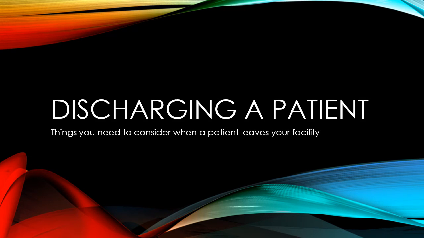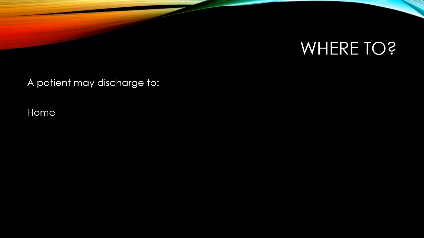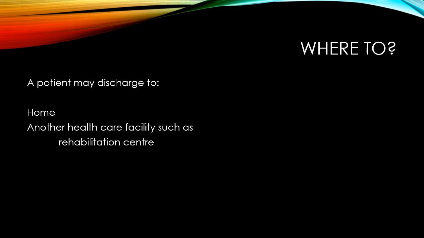Our next topic is all about discharging a patient, the things that you need to consider when a patient leaves your facility. Where to? The patient may discharge to their own home or to another healthcare facility such as a rehabilitation center. This normally happens when your patient doesn't have enough strength yet and they need to go to a rehab facility in order to strengthen their muscles and get them ready to go home.